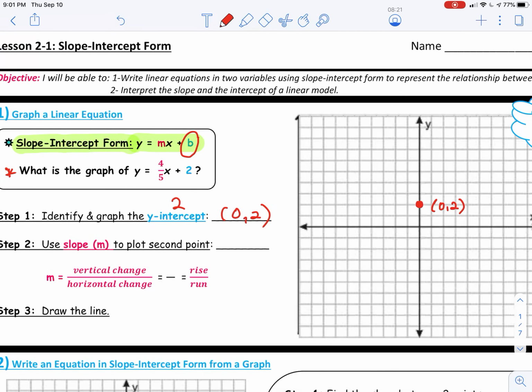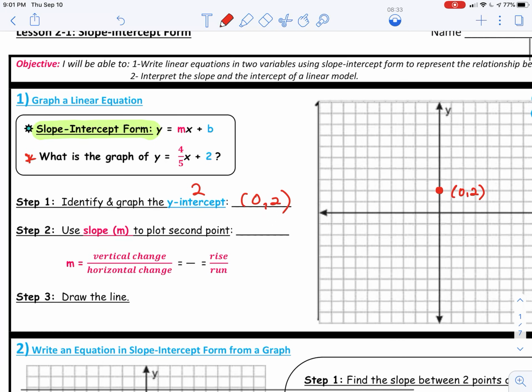Okay, so b is always the y-intercept, and you'll notice I have all of those in blue. If you have some colored pencils handy, that could work in your favor if you want to do a little bit of color coding to help identify parts of this. Okay, so the y-intercept is 2, and knowing that, we can graph it at (0, 2). It's where our line is going to cross the y-axis.